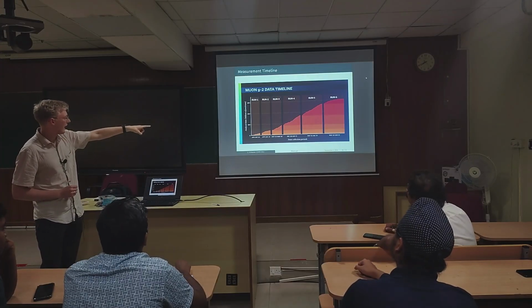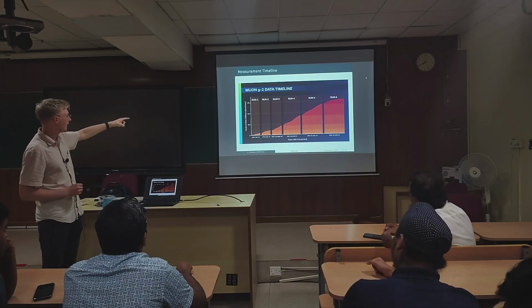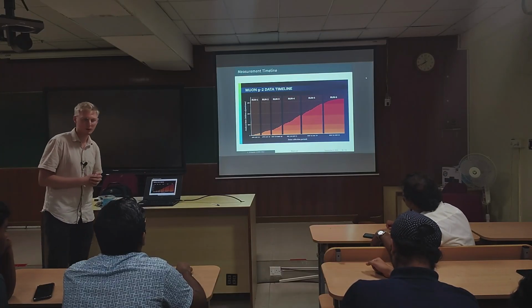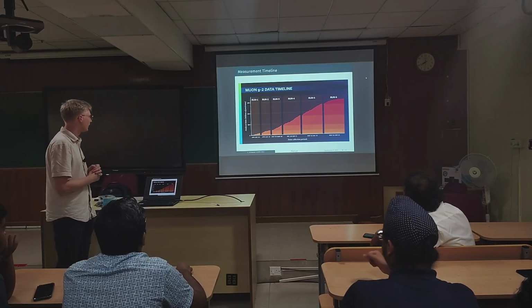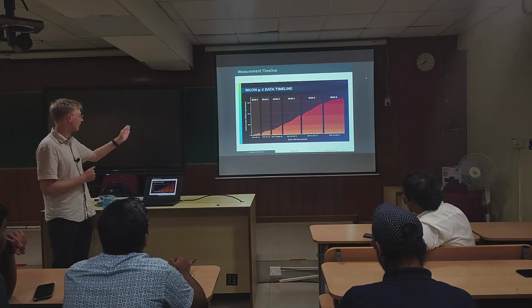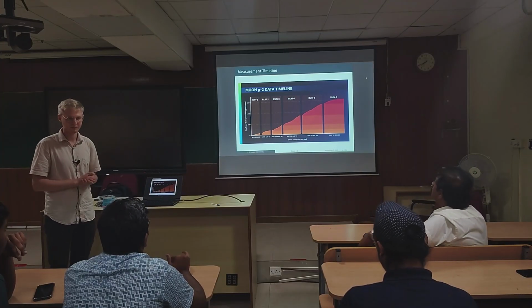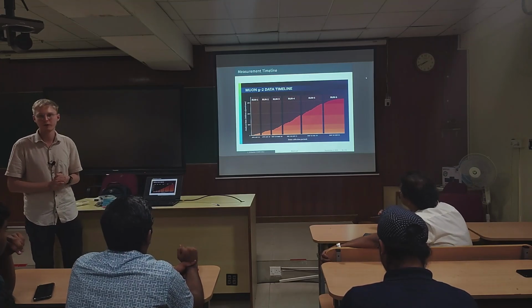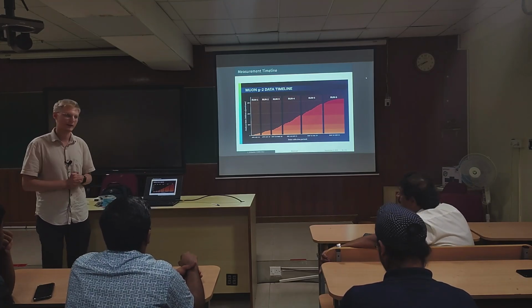After the last run, they collected more than 300 billion positrons, more than 300 billion events, which is more than a factor of 3 larger than what they had after run 3. And this is really the main driver of the smaller uncertainty that we're getting.